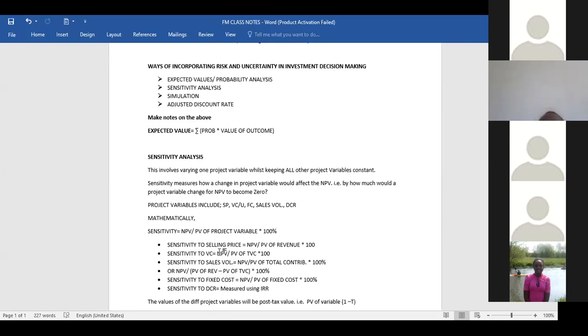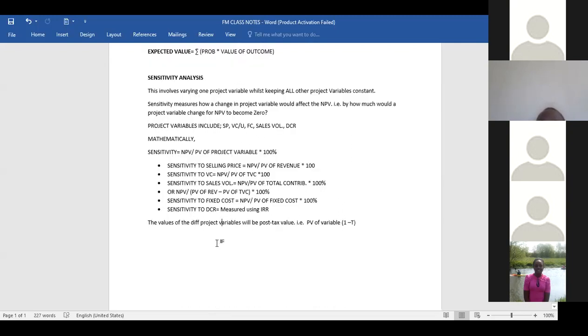I said that when we're considering the values of different project variables, we should incorporate tax. So we should multiply by 1 minus T the present values to be able to get the proper value we should use in the denominator of our sensitivity. Okay, so that's basically where we are. So if we're looking at sensitivity, I can give a very general question so that helps us appreciate the concept of sensitivity.